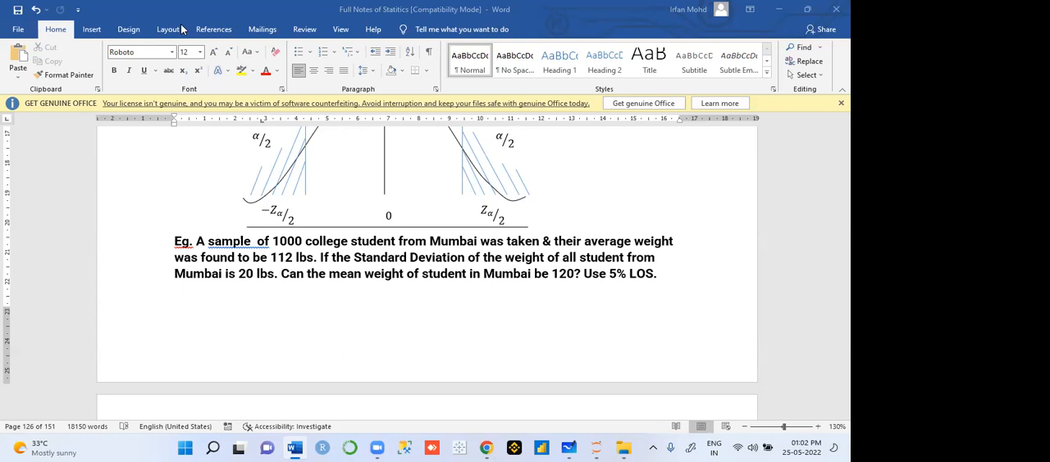Completed, sir. Done everyone? Guys, can you write what is the given data first? What is mean? What is standard deviation?